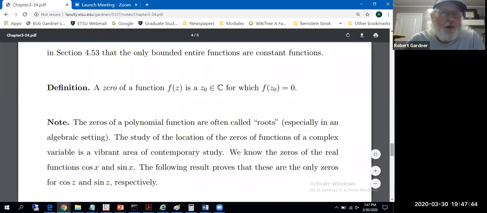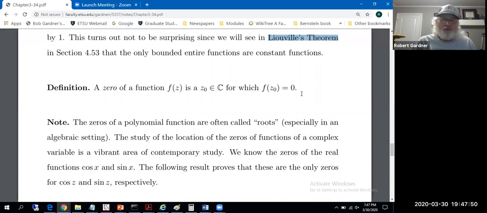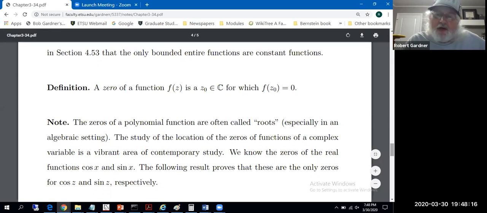A zero of a function is simply an input value that makes the function 0. The term root is commonly used when we're dealing with polynomial functions. Some people use the word zero in connection with polynomial functions as well. One of my areas of complex analysis research is locating zeros of functions of a complex variable, or zeros of a polynomial, even by putting certain constraints on the coefficients of the polynomial.